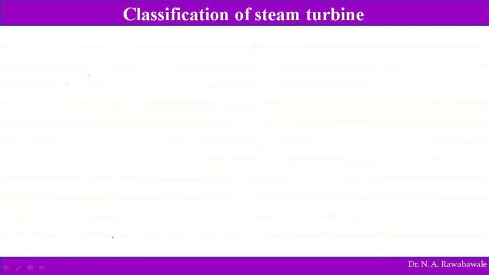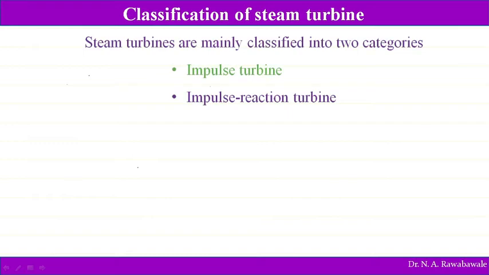So now, classification of steam turbines. How are steam turbines classified? Steam turbines are classified into two categories. One is the impulse turbine and the other is the impulse reaction turbine, generally known as the reaction turbine. So the impulse reaction turbine is known simply as the reaction turbine or impulse reaction turbine. These are the two categories of steam turbine which are in use.